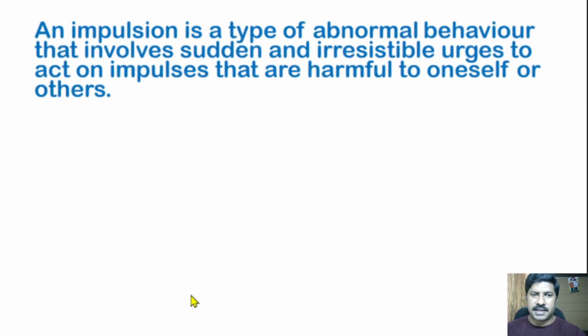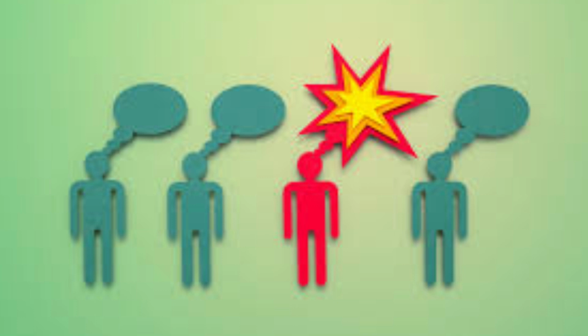So we will see the exact definition here. An impulsion is a type of abnormal behavior that involves sudden and irresistible urges. That is the keyword in the definition of impulsion. Sudden and irresistible urges to act on impulses that are harmful to oneself or others. It may be due to some quarrel or argument with someone, and the person suddenly does something on the impulse of that argument, and it may cause danger to that nearby person or to himself also.